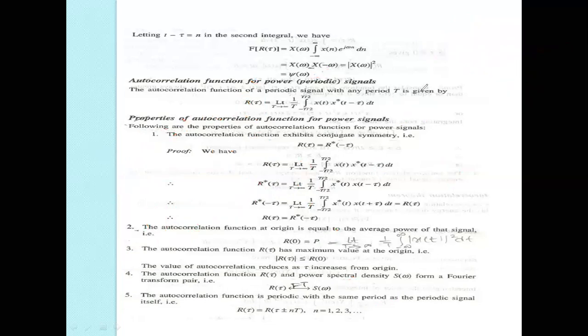Okay. We already discussed the properties of the autocorrelation function for energy signals and the autocorrelation function for periodic signals. Now, what is the energy density spectrum? What is a spectral density? Energy and power spectral density. Energy density spectrum or the spectral density.